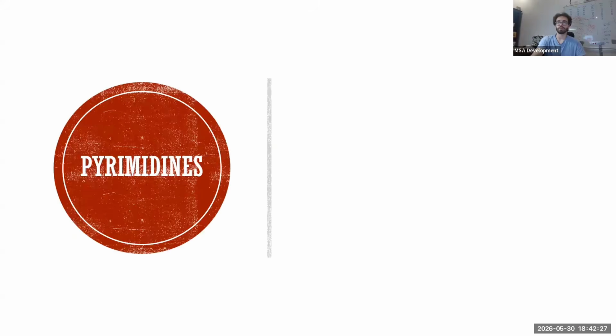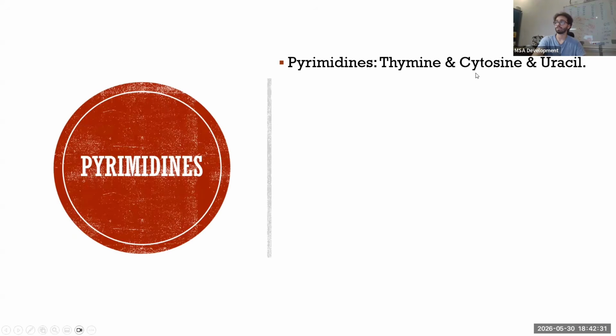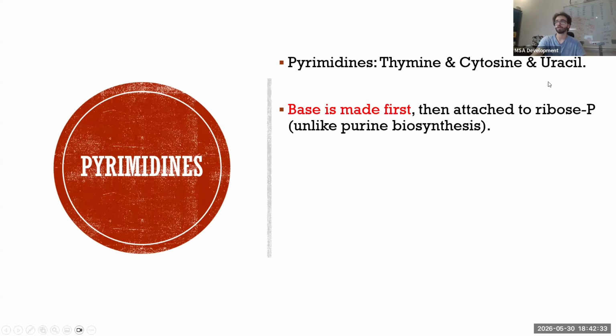Pyrimidine metabolism. What are the pyrimidines? Thymine, cytosine, and uracil. Thymine in DNA and uracil in RNA. Of course, in purine synthesis we said we make the sugar phase first then the base. In pyrimidine metabolism or synthesis we make the base first then we attach it to the PRPP.